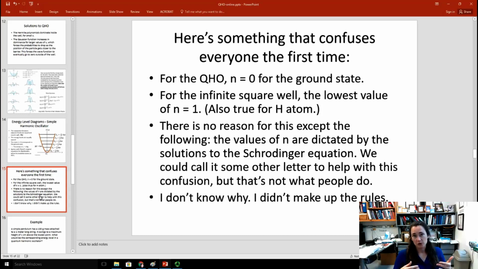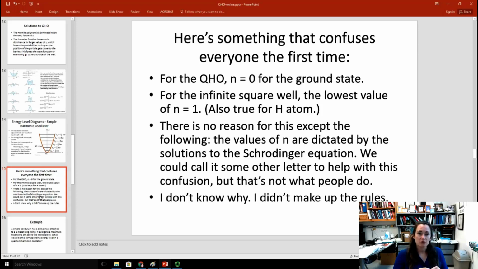Now, we could make this a little less confusing, I guess, by using a different variable instead of n to define that parameter. But it's how it's done in a lot of textbooks, so you may as well start getting used to it now. I don't know why we didn't call it a different letter. I didn't make up the rules, okay?